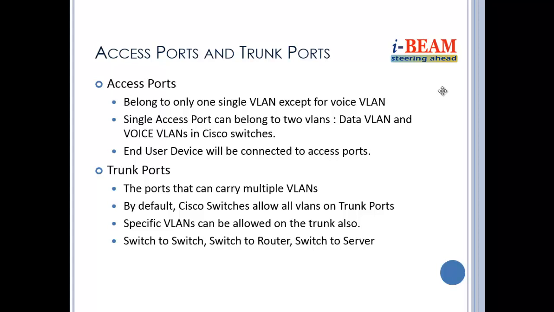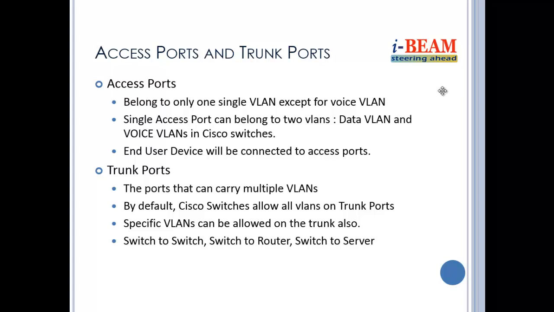Access ports and trunk ports. Access ports are for end user devices. End devices will connect to access ports. An access port is a port which belongs to only one single VLAN, except for the voice VLAN. In Cisco switches, the one exceptional case is that a data VLAN and a voice VLAN can both exist on one port. Otherwise, an access port will belong to only one single VLAN. End user devices will be connected to access ports.